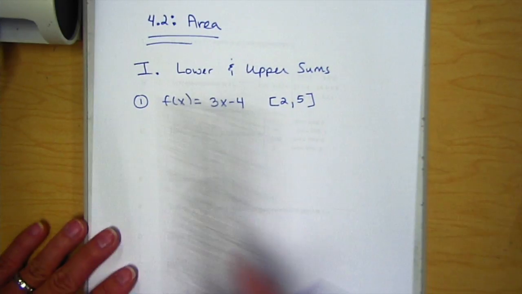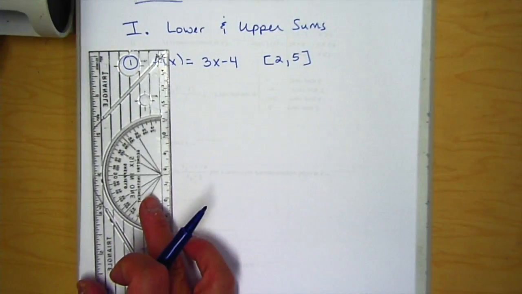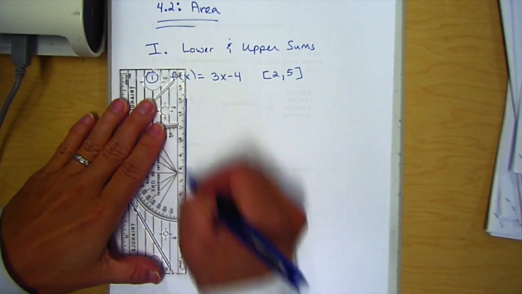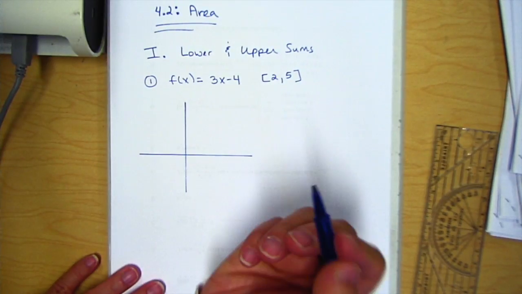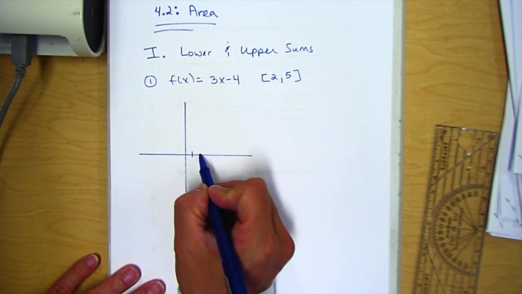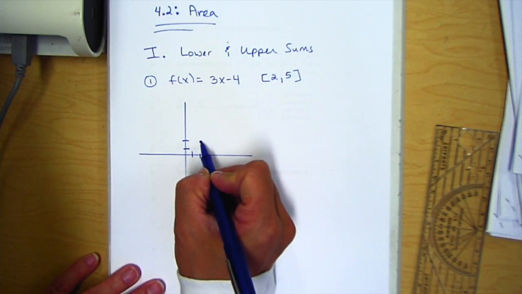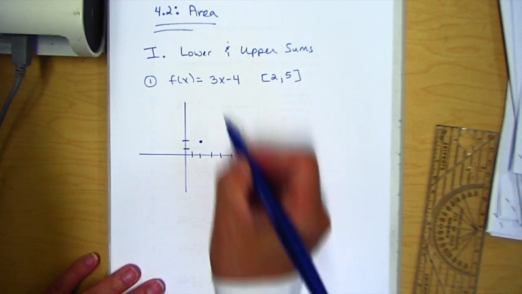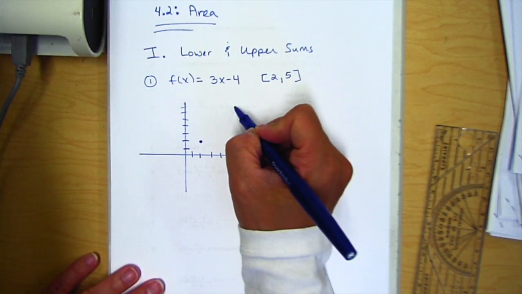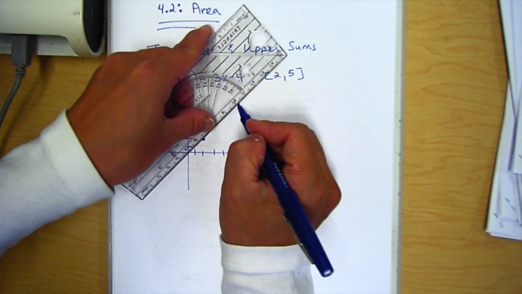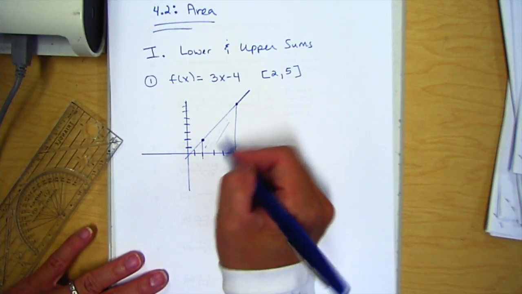So step 1, always go ahead and sketch your graph. If I plug in 2, my y value is 2. If I plug in 5, that's 15 minus 4, that'll be 11. So again, not drawn to scale, but the graph looks something like this between 2 and 5. What I'm trying to do right now is find the area underneath the curve.